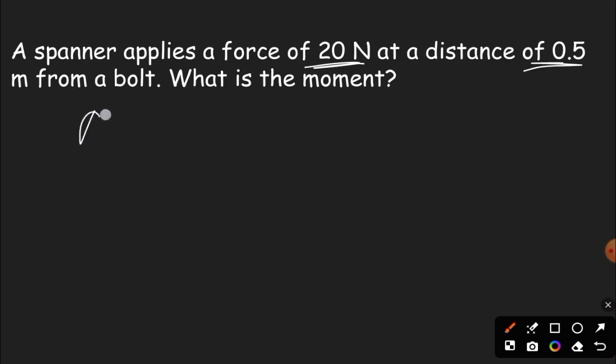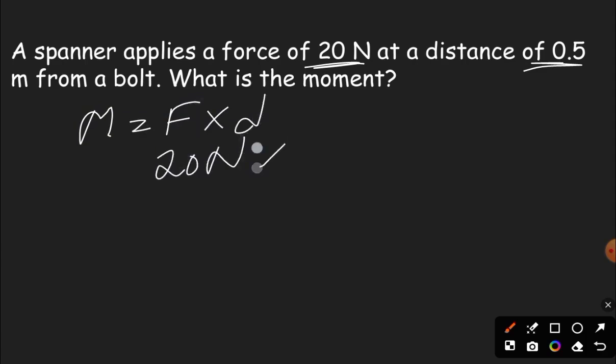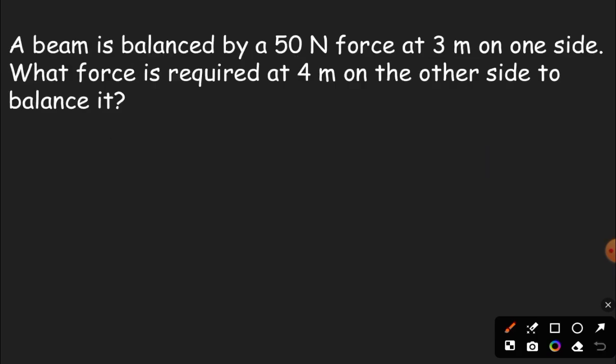So we state our formula for moment. Moment equals the force times your distance. The force here is 20 Newtons. Your distance is 0.5 meters. So after doing your calculation, you are going to have 10 Newton meters. The next question: a beam is balanced by 50 Newton force at 3 meters on one side.